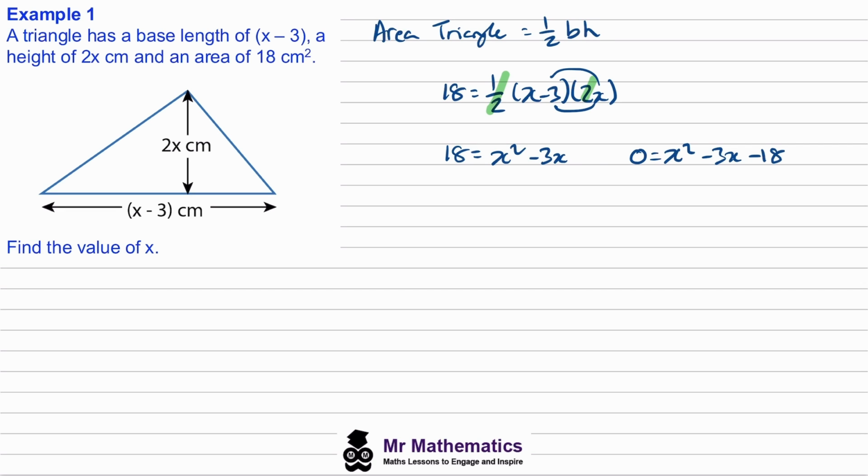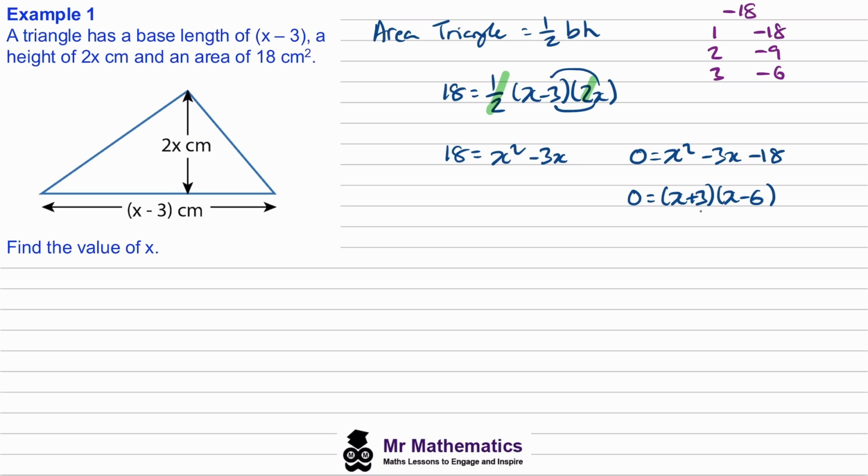Now it's much easier to factorize quadratics rather than using a formula. So we need two numbers that multiply to make negative 18, and add to make negative 3. The factors of negative 18: we've got 1, negative 18, 2, negative 9, 3, negative 6, and you can see that 3 take away 6 does give us negative 3. So we can write this in factorized form as x plus 3 multiplied by x minus 6.